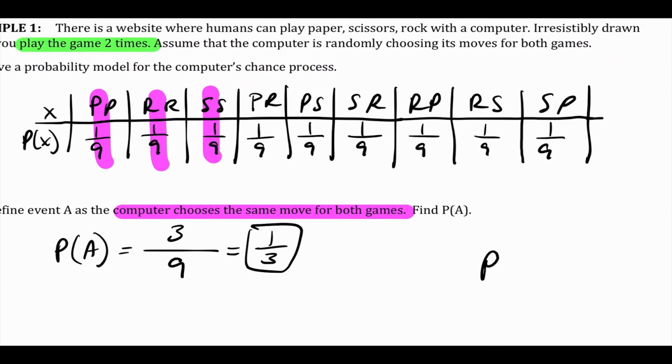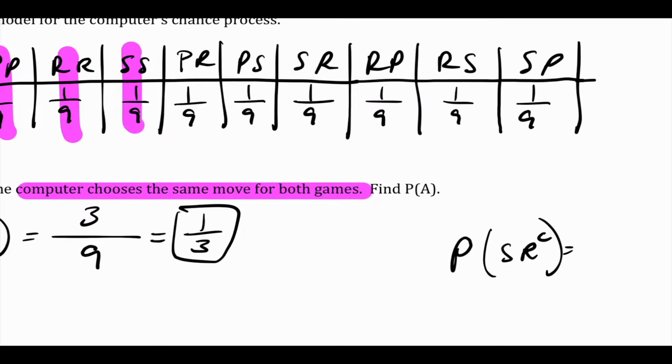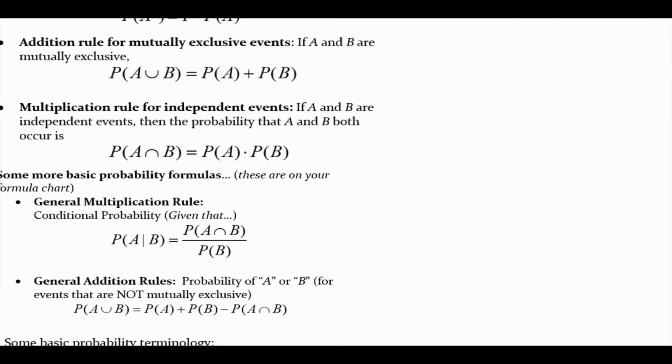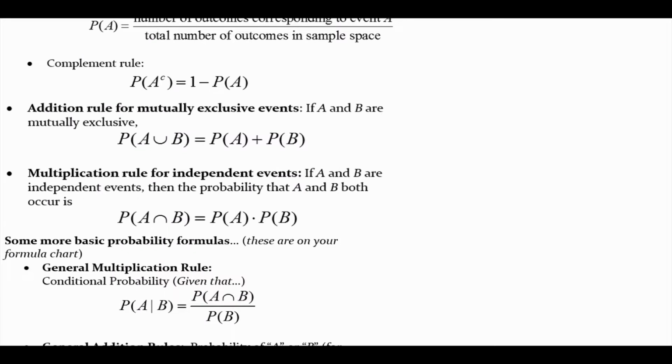If I say something like this, the probability of scissors and rock, C. What I'm looking for is everything else other than scissors and rock. So what would be the probability or the complement of scissors and rock? 8/9. Everything else that can happen, right? So you could do 1 minus the probability of scissors and rock, or you can just look at everything else. That's the complement rule. They use the word complement. Okay, they don't use everything else. You'll see that little C there. Okay.